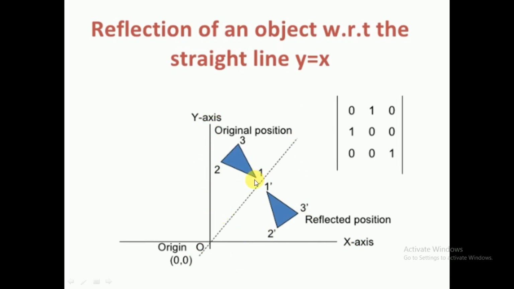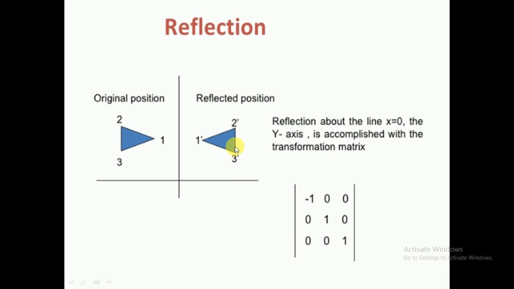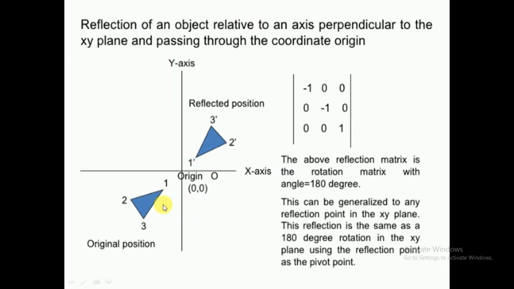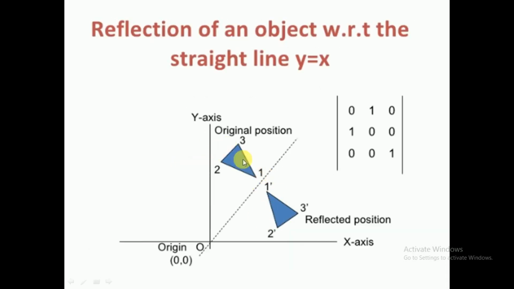Then reflection of an object with respect to one straight line, that is y equal to x. There is one straight line y equal to x. Here, it moves from this quadrant to this quadrant. Here also from this quadrant to this quadrant. Again here it directly changes quadrant position. But here, in the same quadrant, it is changing position, reflection. That's why that is a straight line. Y equal to x means you want to reflect about this line. Right? This is the original position and the reflection. In this case the matrix will become 0, 1, 0, 1, 0, 0, then 0, 0, 1.